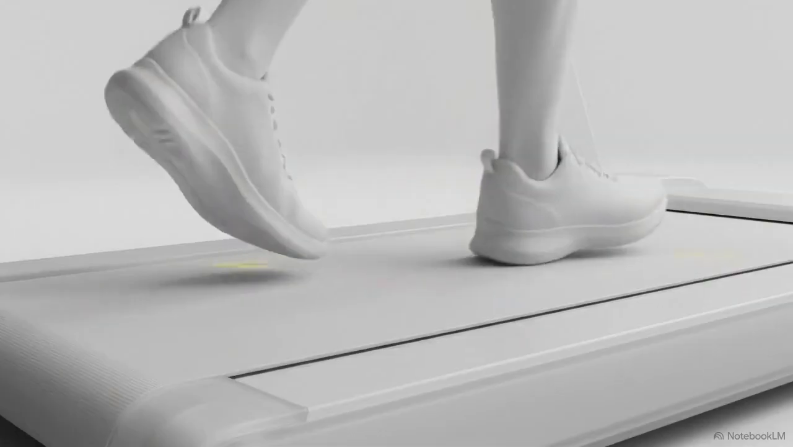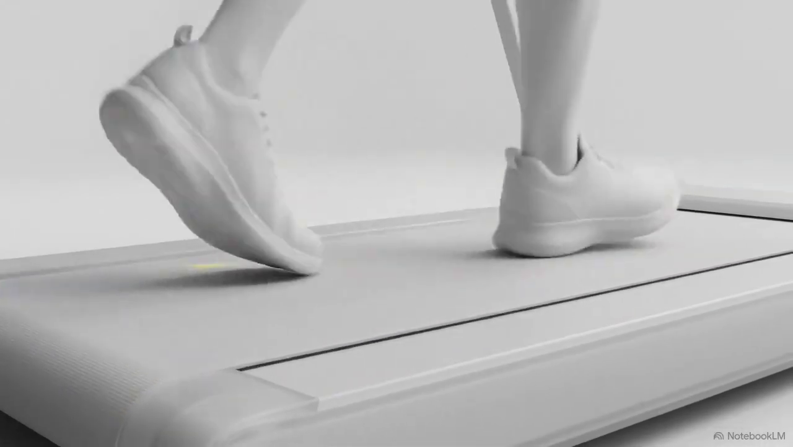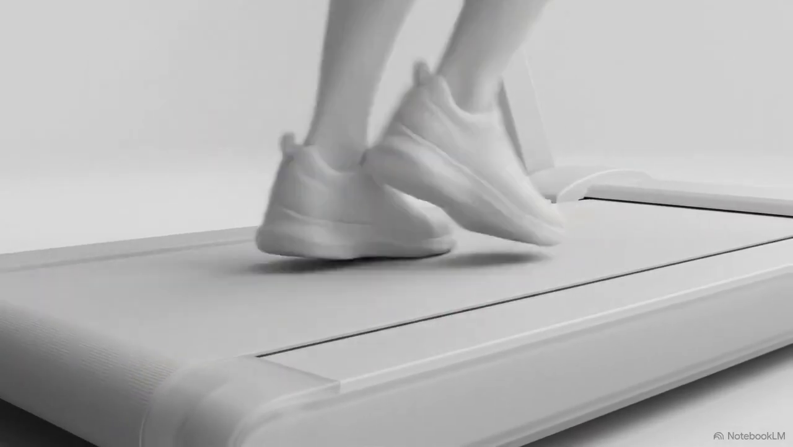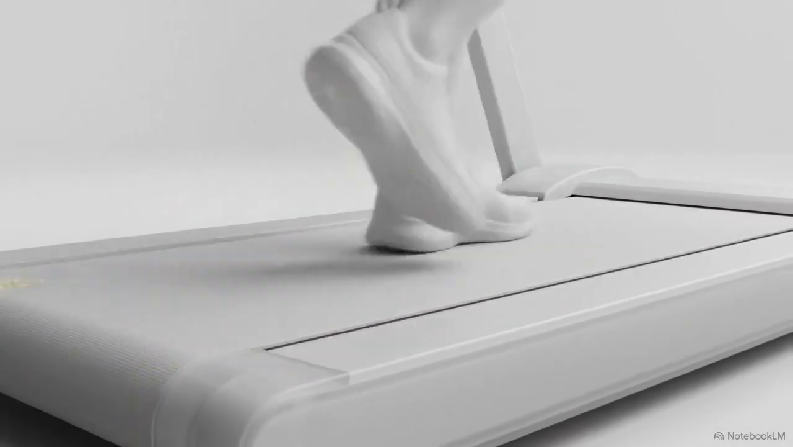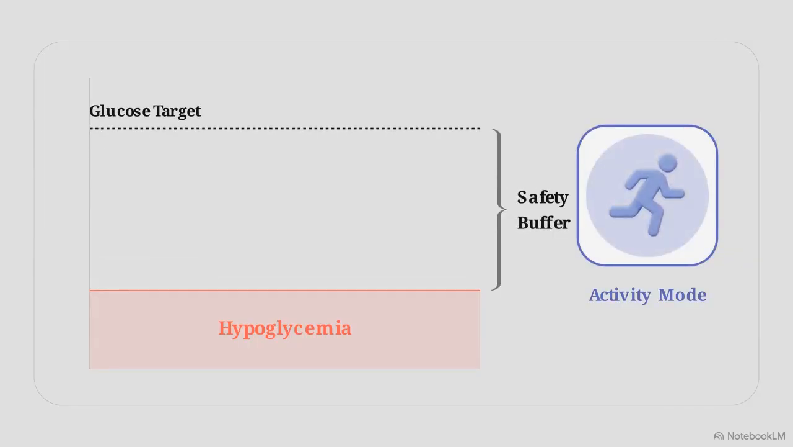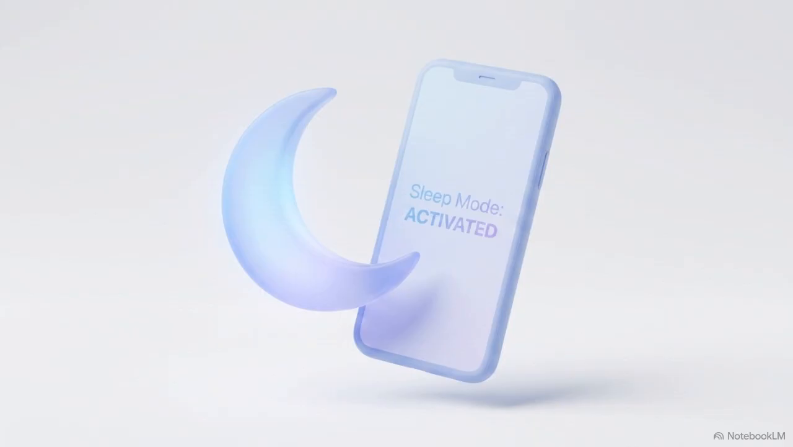We also assess how the patient handles physical exertion. We need to verify if they are actively utilizing specific activity or exercise modes to temporarily raise their glucose targets and prevent exercise-induced hypoglycemia. Finally, depending on the specific hardware, we verify that sleep and overnight mode features are appropriately scheduled to manage nocturnal insulin delivery.